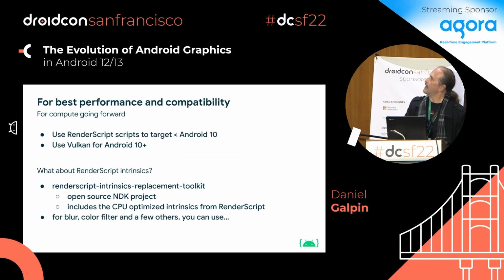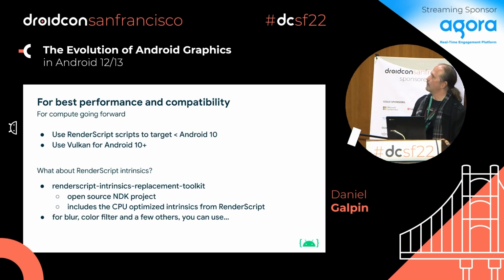Okay, so this is not the end of the talk, by the way. But this is basically it: if you really want to do compute and run it on the GPU on versions previous to Android 10, use RenderScript still. Use Vulkan for Android 10 plus. If you really care about performance, that's the way to go, and compatibility.